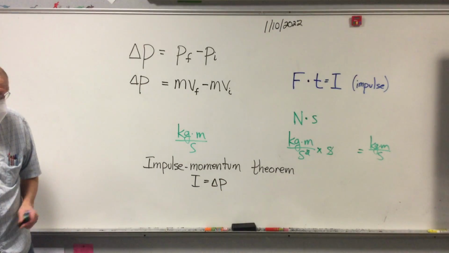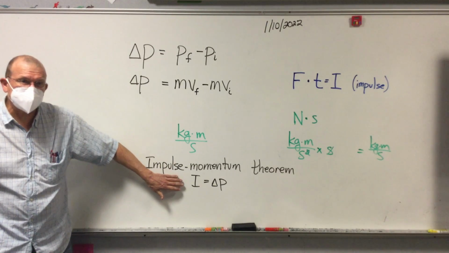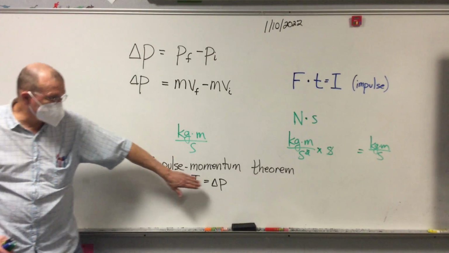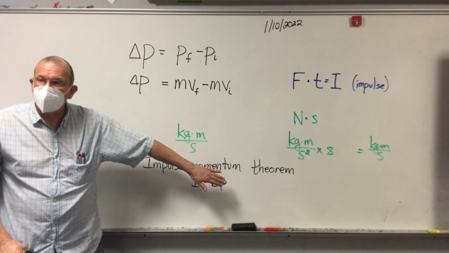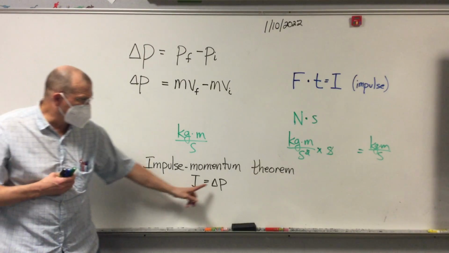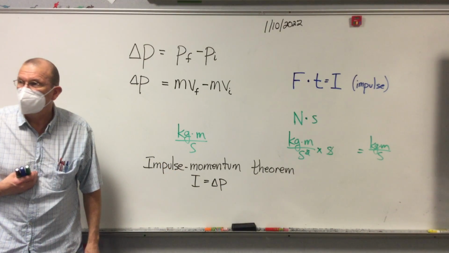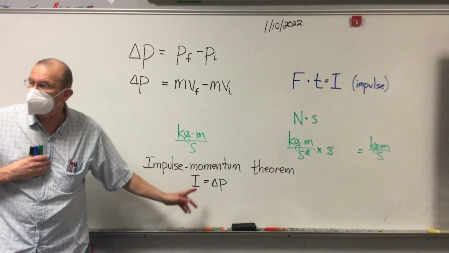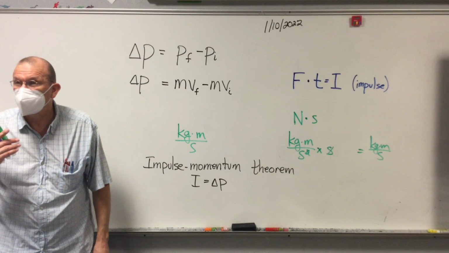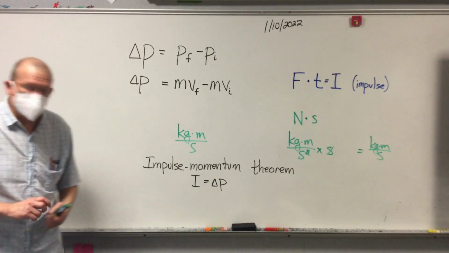Here's the quick summary version. Capital I equals delta P. This says the impulse that acts on an object is going to cause or result in a change in momentum of that object. So in my example, which one of these is me, impulse or a change in momentum? Impulse. I am the impulse. What's the delta P? Change in momentum. Of what object? The cart.